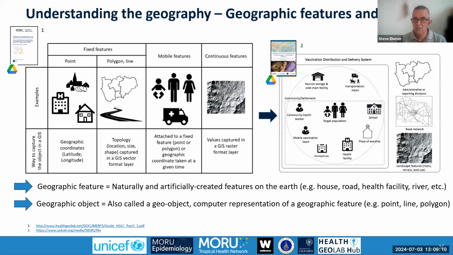Now, the geography of each program or intervention is going to be composed of a set of these geographic features, right? That will then be represented as geographic objects in the information system, including the geographic information system. So what you have here on the right is an example of how the vaccination distribution delivery system, I mean, all the different geographic features that are composing this delivery system, which was defined as part of the UNICEF document I mentioned earlier.